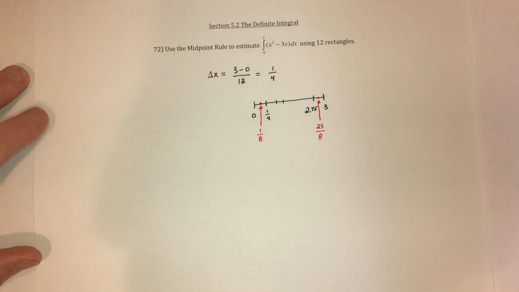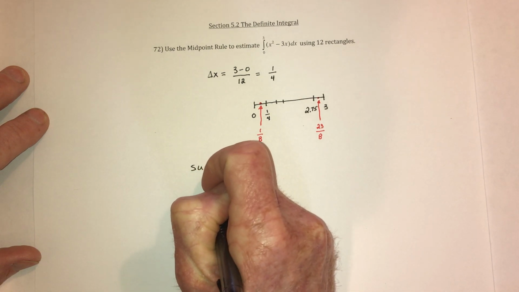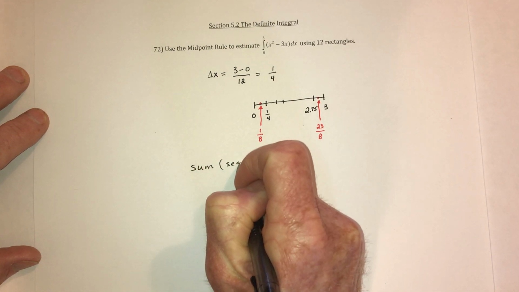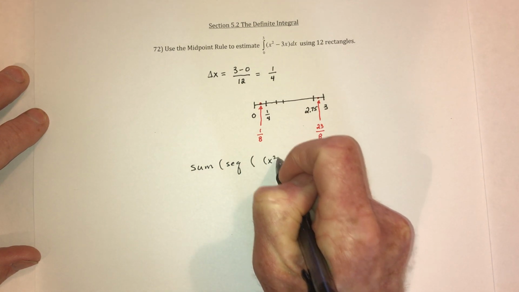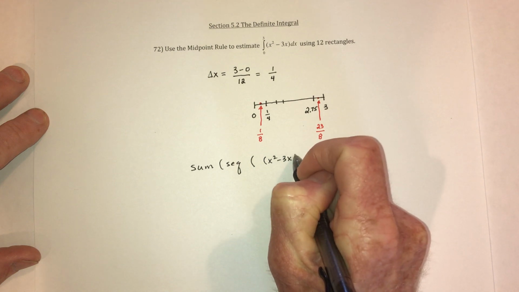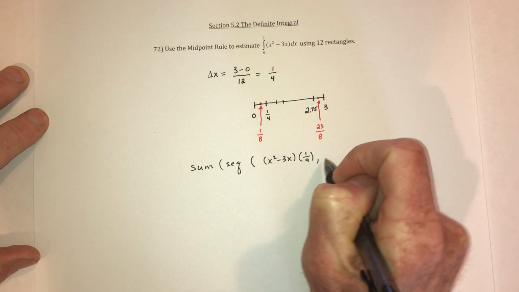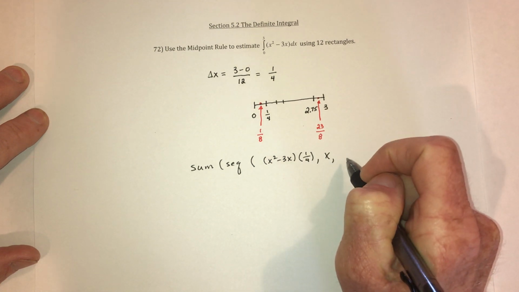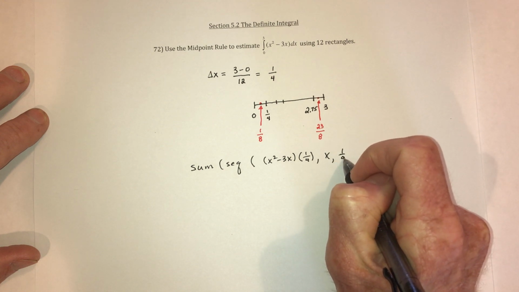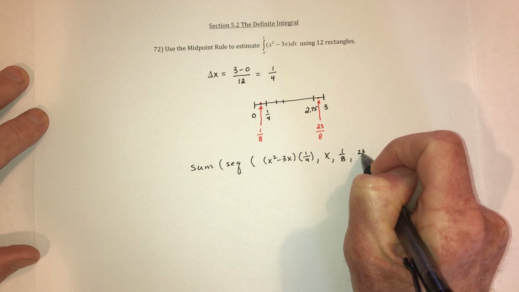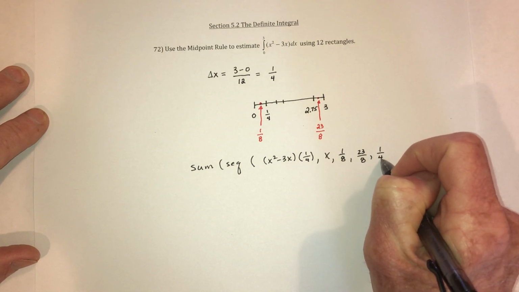Okay, next, have the calculator add up the area of all of the rectangles. So it's going to be sum the sequence, and then it's going to be the function, which is x squared minus 3x. That gives you the height of each rectangle, and the width is the delta x. Then tell the calculator we're using x as the variable, and x is going to go from the 1/8 to the 23/8 in increments of delta x.